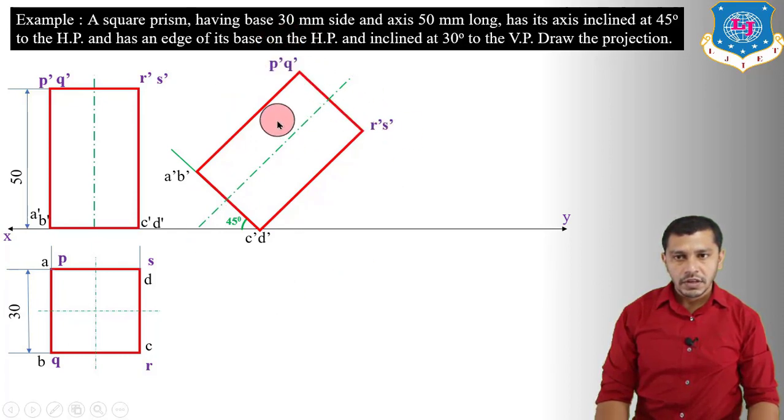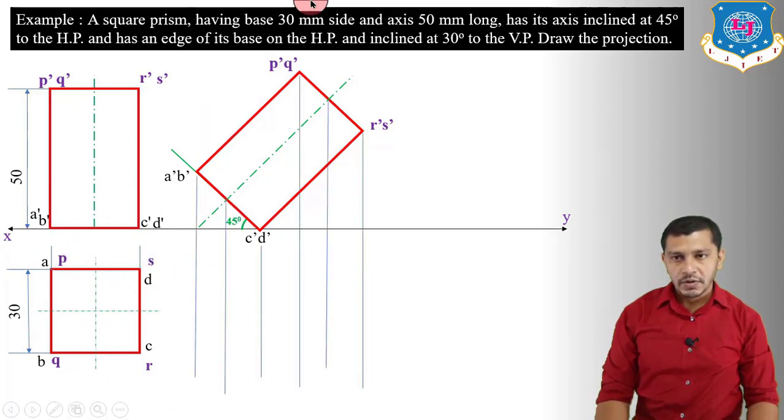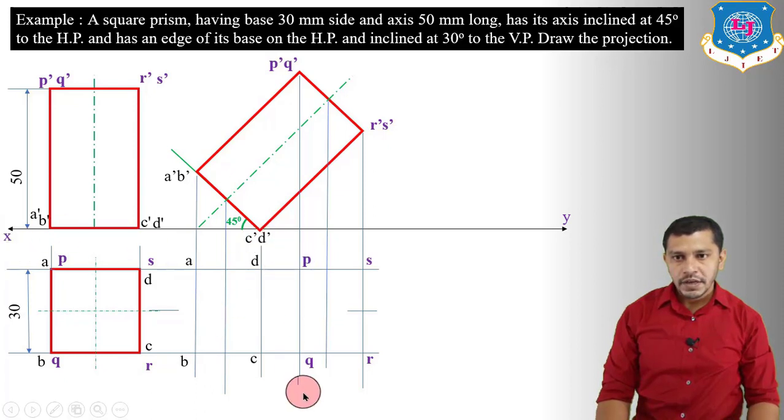Now we have to draw the top view. For that we have to project all these points vertically downwards, and we have to draw the locus of the points or locus of the top face and base from the top view in the first stage. So project all these points vertically downwards, draw the locus from these points. So here we will get A, B, here we will get C, D. So this will be A, B, C, D. Here we will get P, Q and S, R.